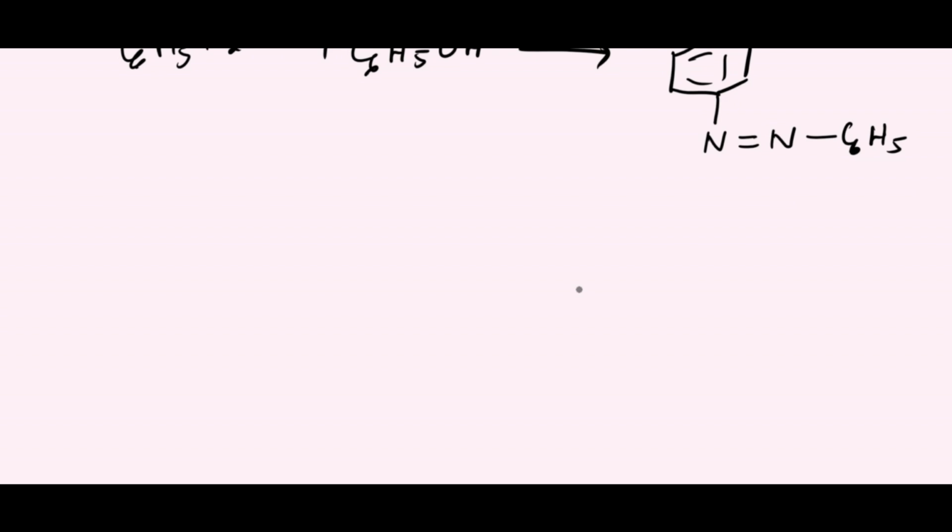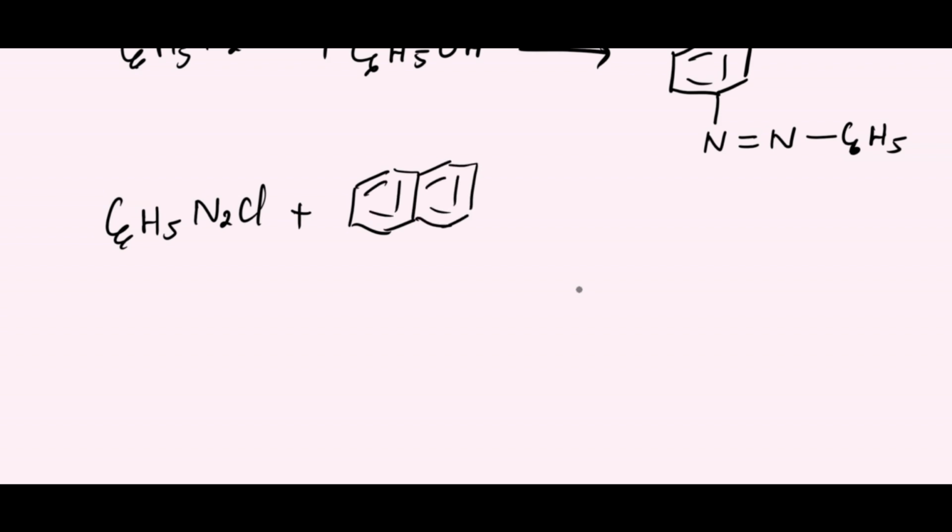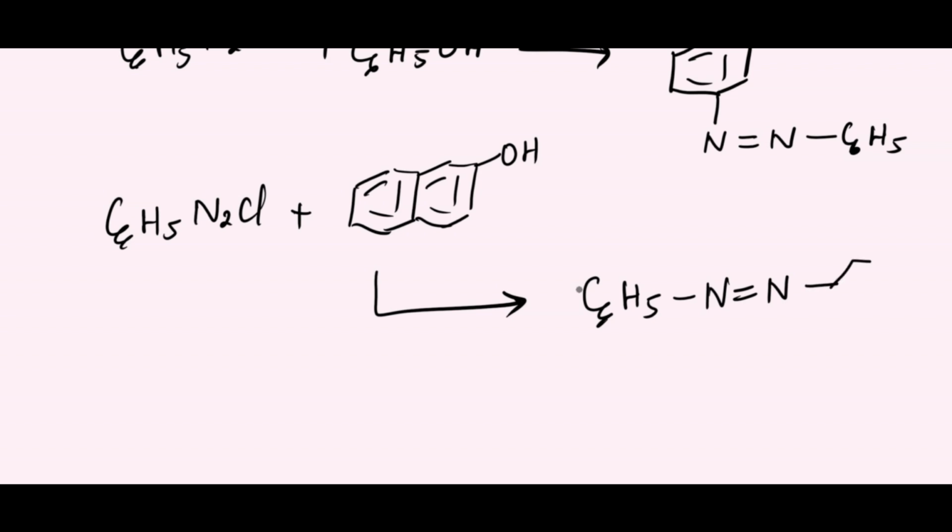The next important reaction is with beta-naphthol. I think this is there in your practicals also. Beta-naphthol will look like this, with the naphthalene ring, I am having OH. It will produce a bright red dye. The reaction goes like this: C6H5 N double bond N, which is attached with the naphthol.